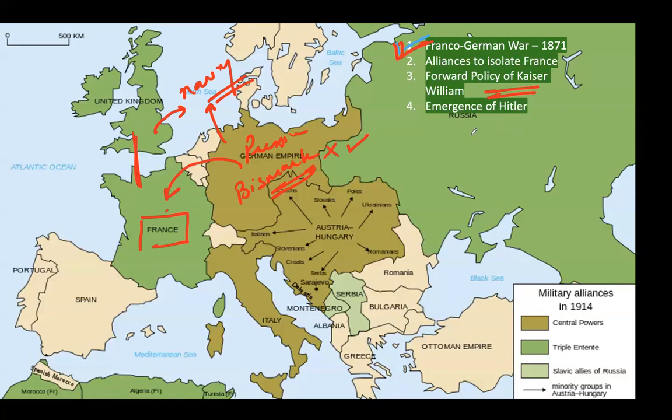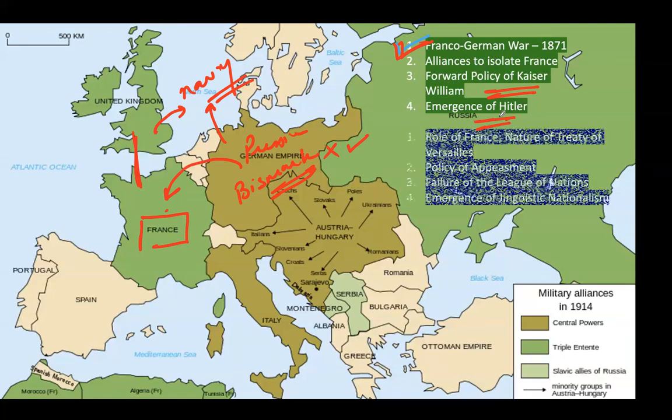Hitler took advantage of the situation and became their premier. So the emergence of Hitler and the policies of Hitler eventually led to World War II. So this was the responsibility of Hitler. But there were other factors at play too. For instance, the role of France in humiliating Germany, the nature of the Treaty of Versailles, the way it was signed.